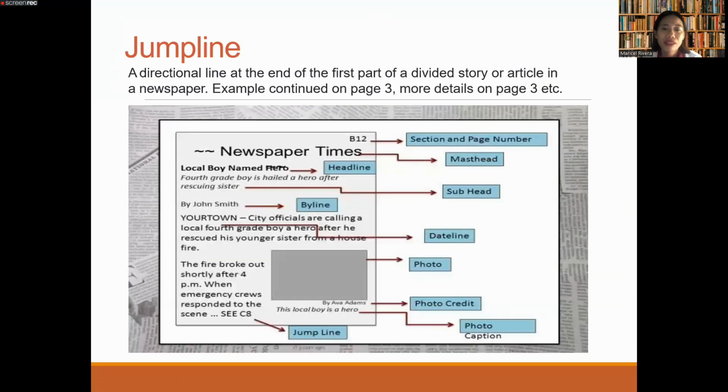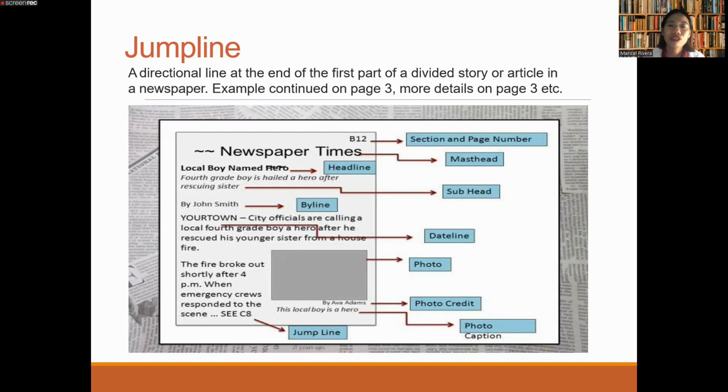Now is the jump line. The jump line is a directional line at the end of the first part of a divided story or article in a newspaper. So we do have here something that could be continued on page 3. If there is something like "continued on page 3," this is an example of a jump line. This is the jump line class: a directional line at the end of the first part of a divided story or article in a newspaper.